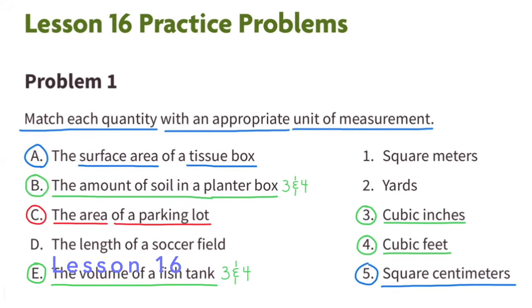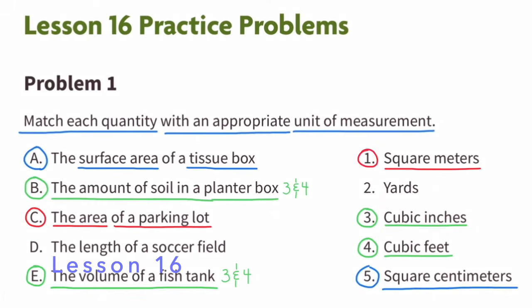C. The area of a parking lot. I'm looking for the area of a parking lot, so that's going to be two-dimensional, like length times width or base times height. Since that's two-dimensional, I'm going to be looking for a square measurement, like number 1, square meters. Square meters is better suited for a parking lot because meters are much larger than centimeters. Centimeters are better suited for measuring a tissue box, and meters are better suited for measuring a parking lot.